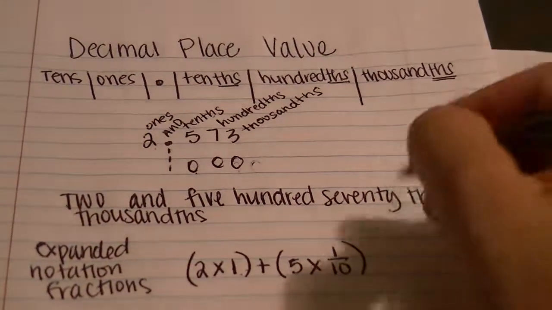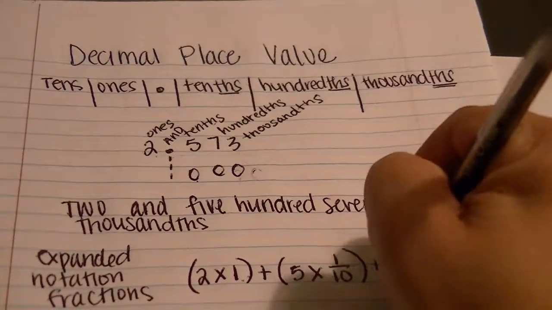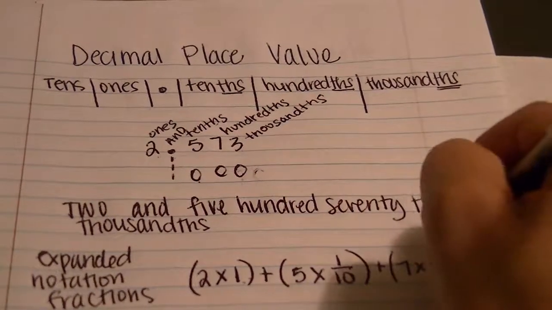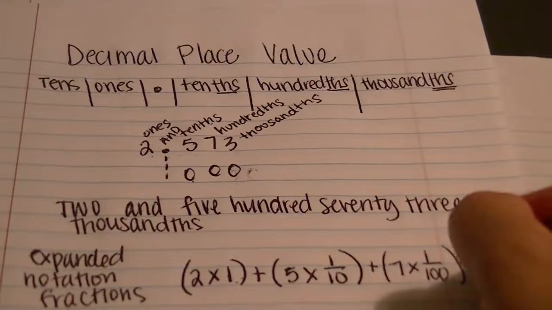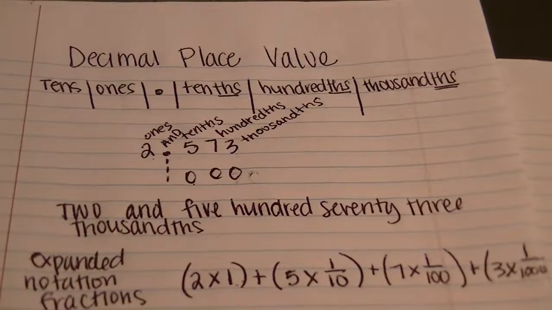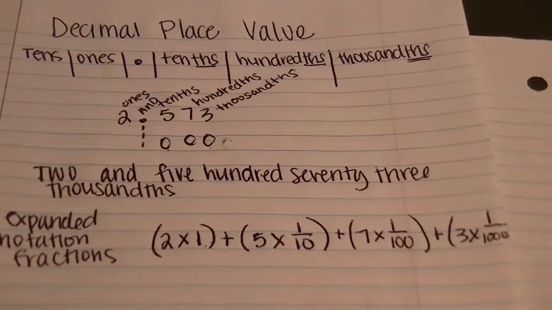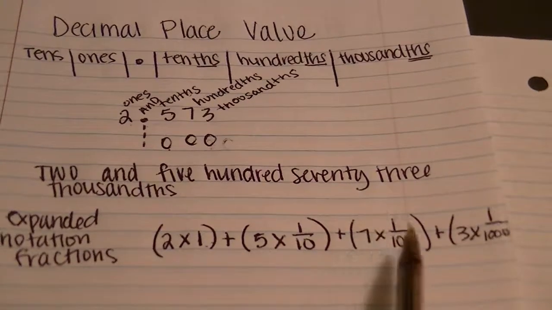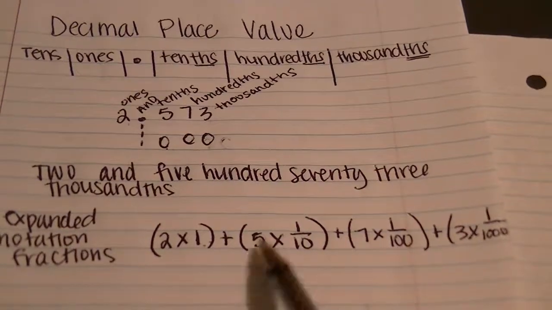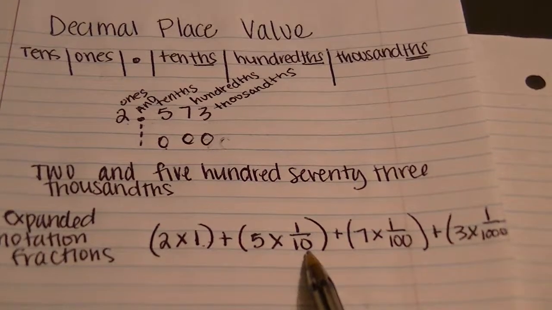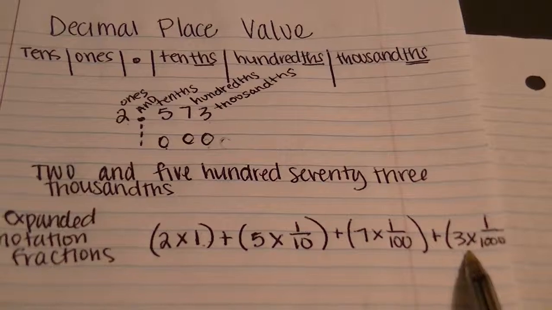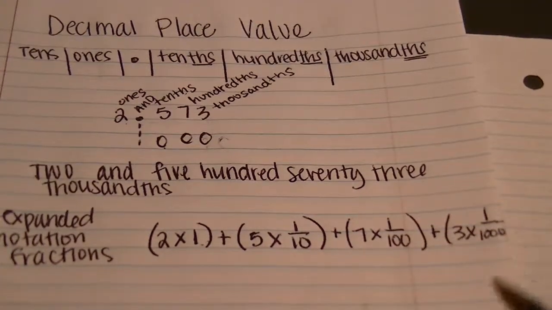Alright, next is my 7. 7 is in the hundredths place, so 7 times 1/100. And then lastly, you have the 3 times the 1/1,000ths place. Oh, we're running out of room. Alright, so if I was to actually multiply these numbers out and then add them up, I should get 2 and 573 thousandths. 5 times 1/10 is 5 tenths. 7 times 1/100 is 7 hundredths. And 3 times 1/1,000th is 3 thousandths.